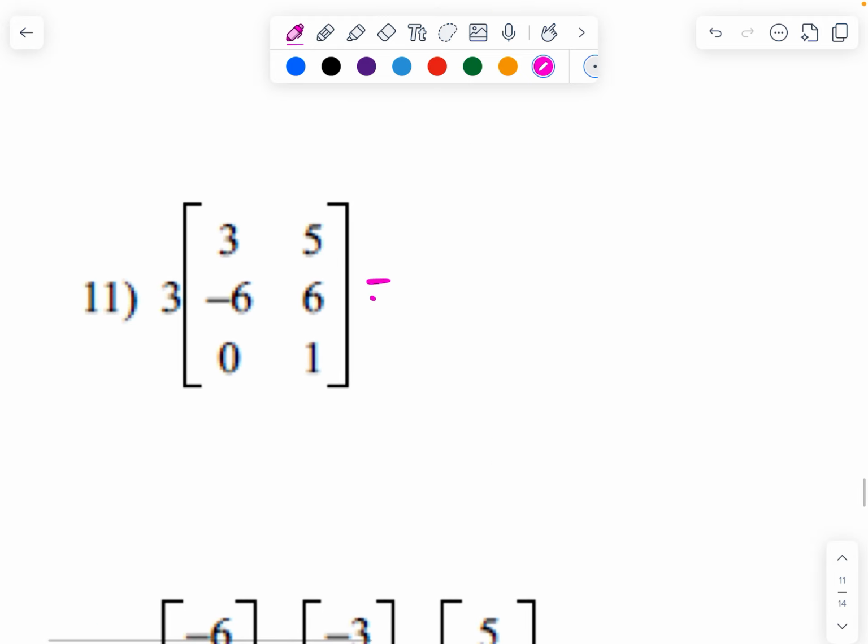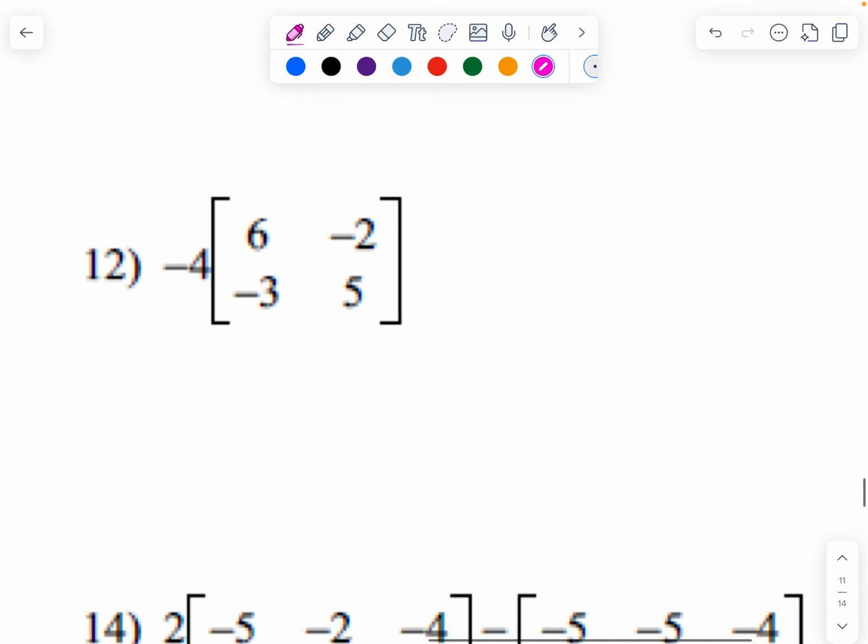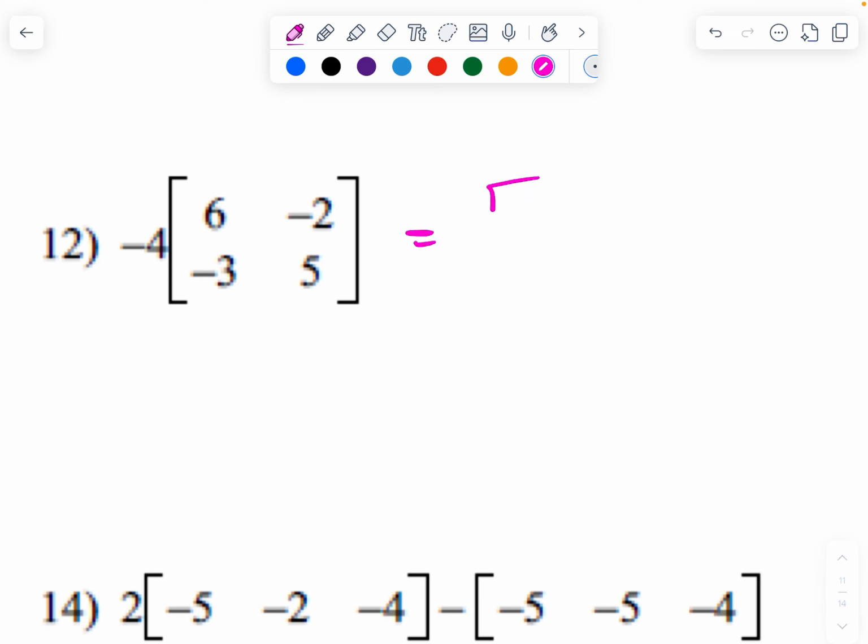This one, multiply. So 9, 15, negative 18, 18, 0, 3. This one, I multiply by negative 4. So negative 24, 8, 12, and negative 20.